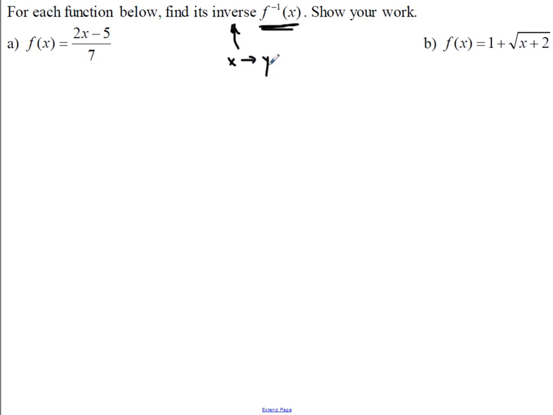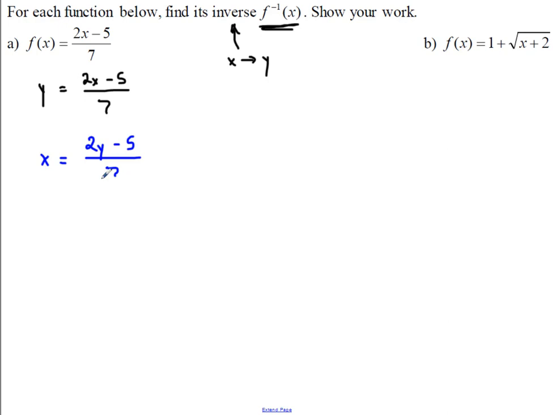So if we get an inverse graph by swapping x and y's, we're going to do the same thing with these functions. Remember, f of x is a y, so we can simply change that to this, and then we can swap. We're going to swap the x and the y's, so we get this function. Now, the problem with keeping it like this is that no function should be in terms of x. X is an independent variable. We have to isolate for y. So we're going to do some algebra.